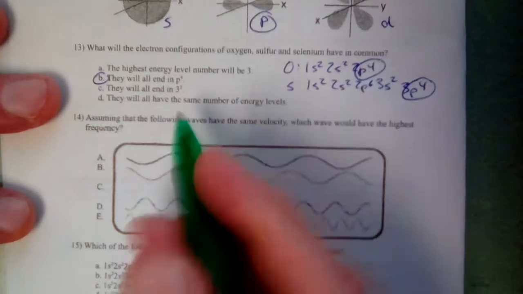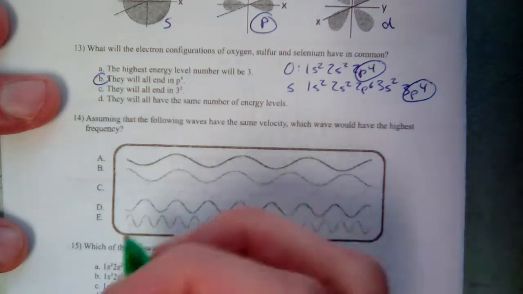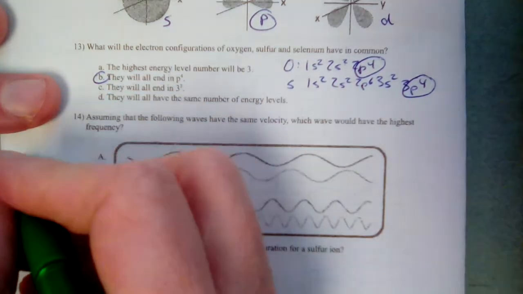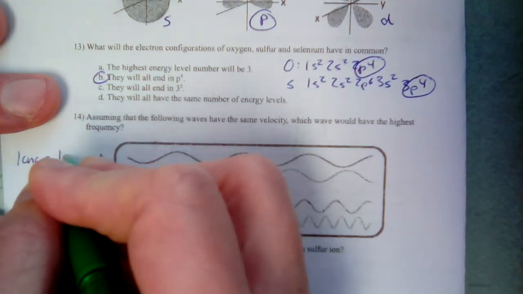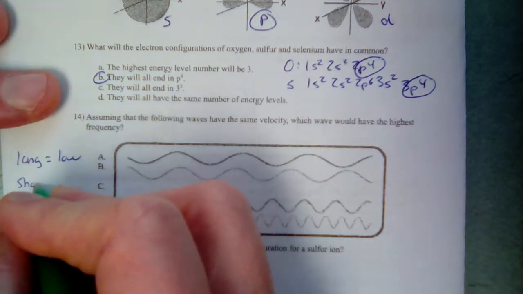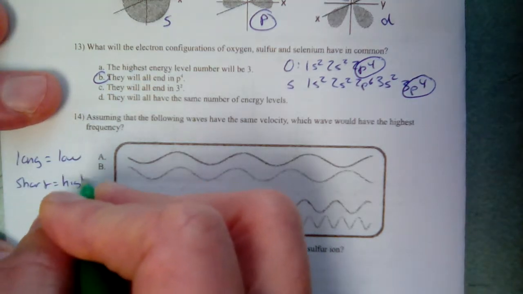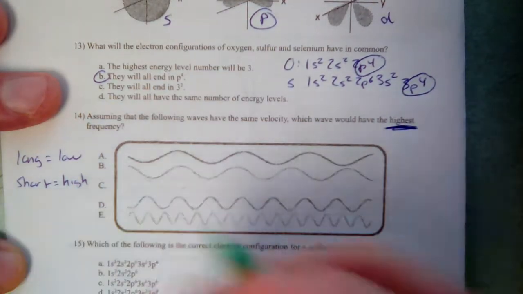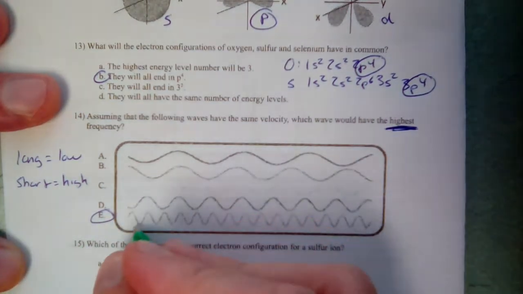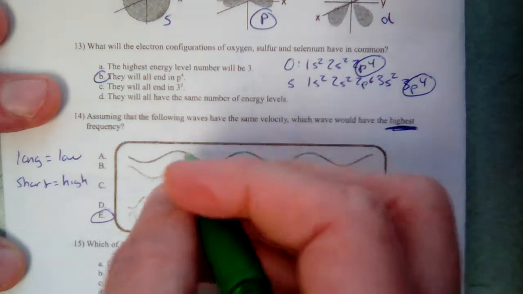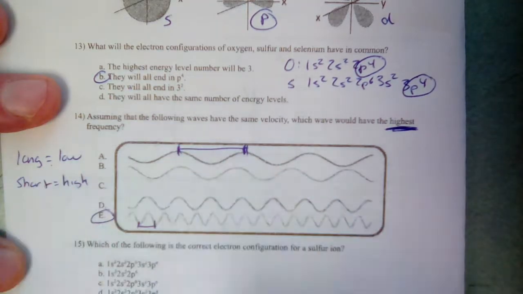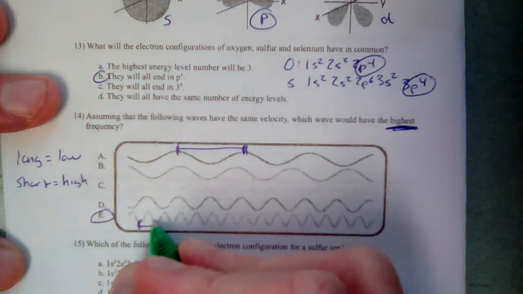All right, next one, wavelength and frequency. Assuming they have the same velocity, the way this works, long wavelength means low frequency, short is high. Long is low, short is high. And it's asking for the highest. So we want the shortest, which would be E. Remember, wavelength is crest to crest or trough to trough. This one here, the longest one would be the lowest. This one here, the shortest one would be the highest.